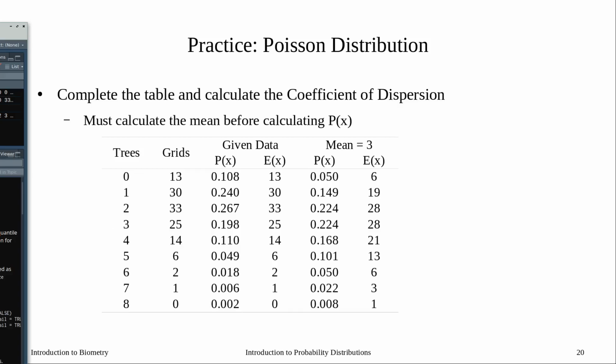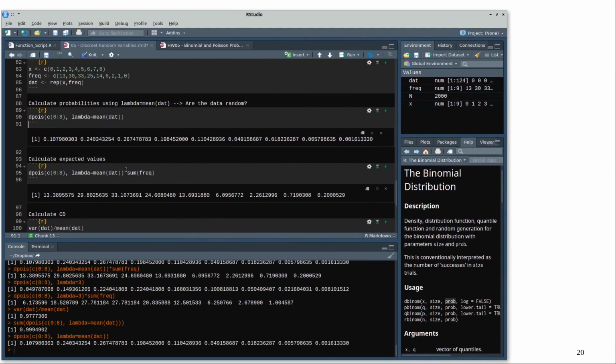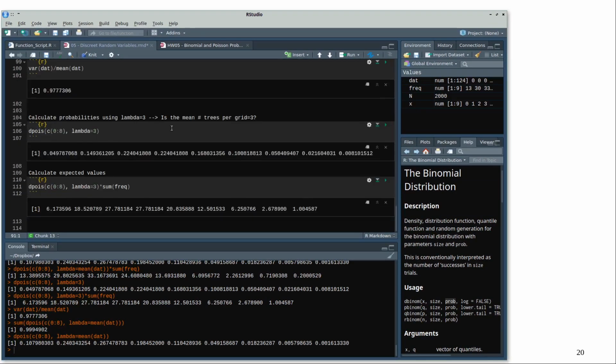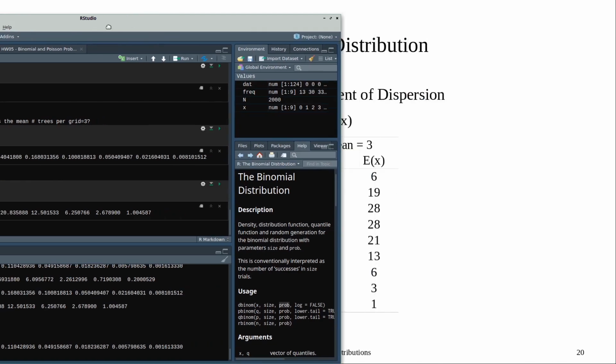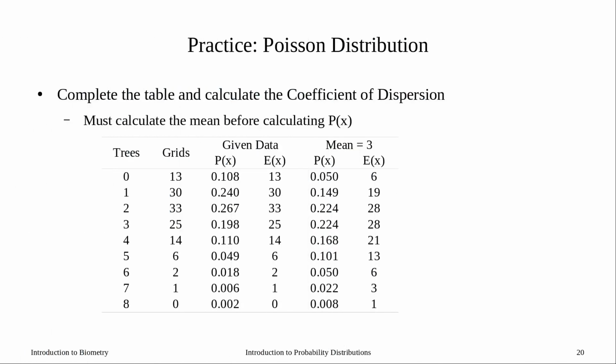All right, so what about the last two columns? For the last two columns, we're going to use lambda equals 3. Same thing. Instead of using the mean of the data, I'm using lambda equals 3 as the mean. We get our probabilities. We get our expected values for all of our Poisson. So that's how we calculate our probabilities.